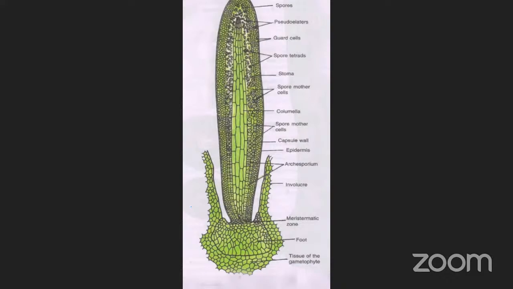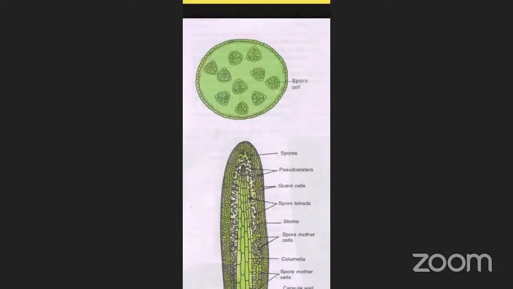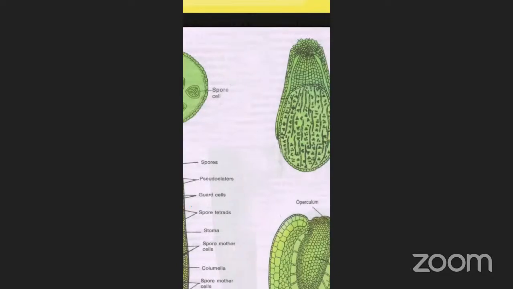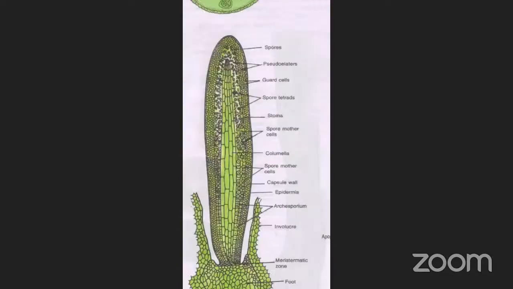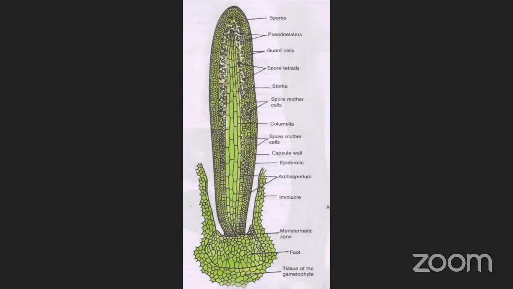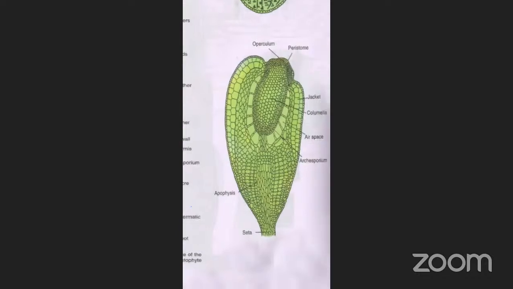So here the sterile tissue is elaborated more compared to fertile. In Riccia, the major portion is fertile tissue. In Marchantia, the sterile tissue progresses gradually. Here also, compared to Marchantia, the sterile tissue is progressive. The next one is Funaria. We see the Funaria sporophyte.